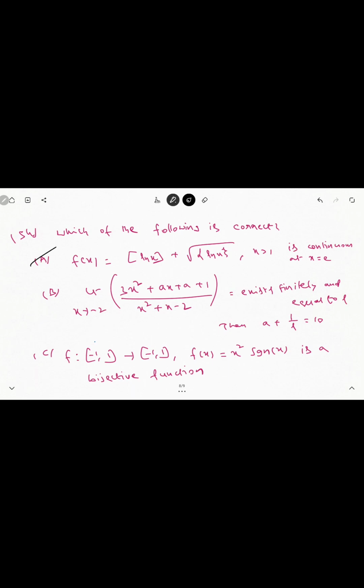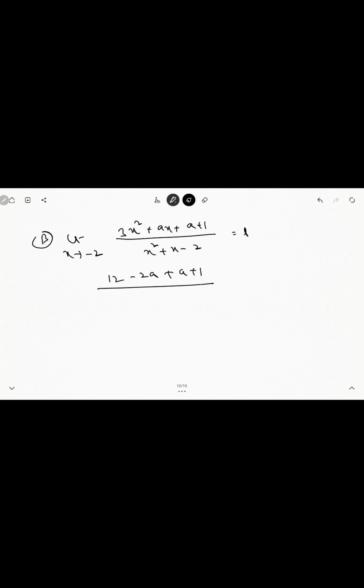Again, what about B? Option B is limit x tends to minus 2, 3x square plus ax plus a plus 1 is equal to some finite value over x square, the denominator, is equal to some L, finite. If you apply the limit here, minus 12 only, apply the limit there, 12 minus 2a, because x is minus 2 I am applying, plus a plus 1 by 0.